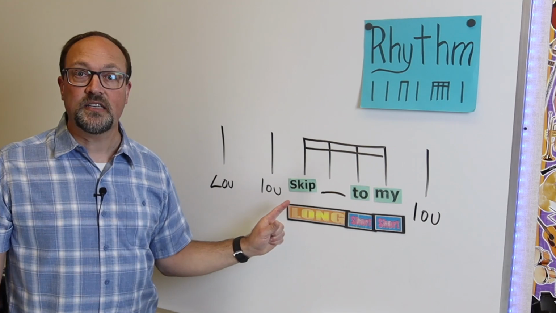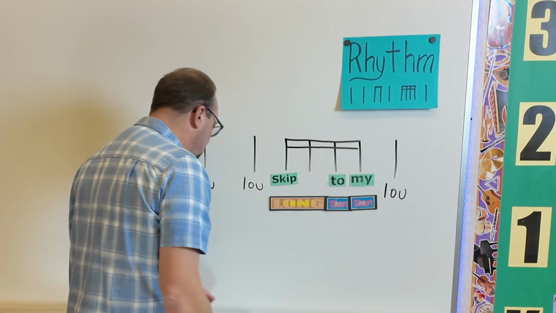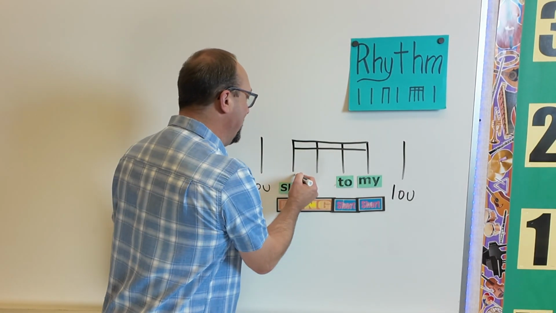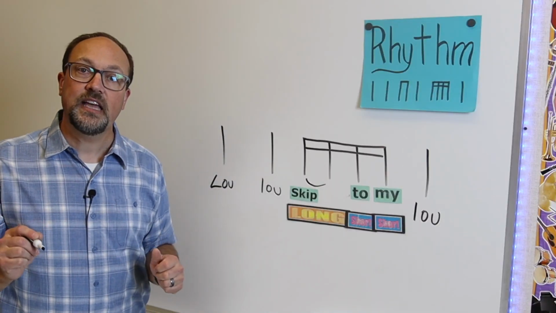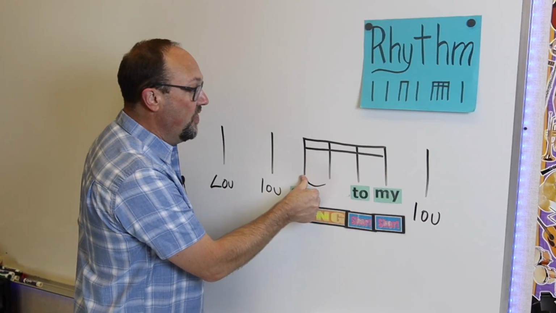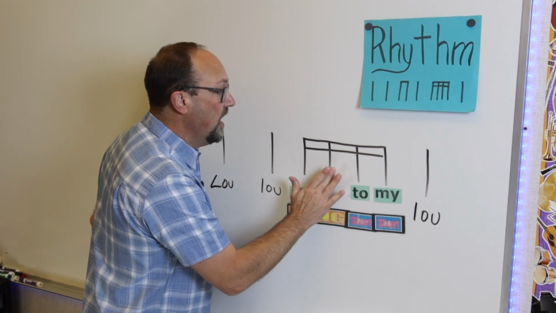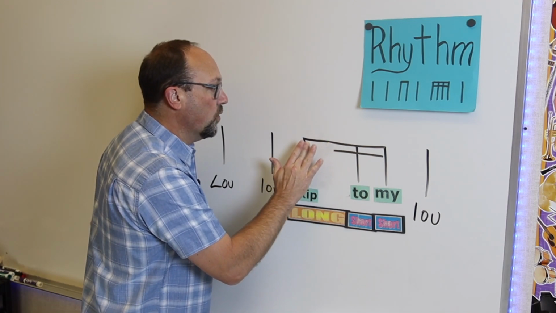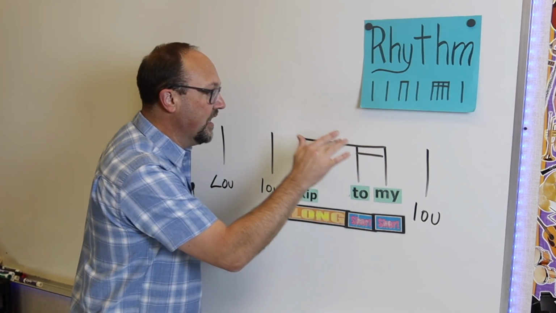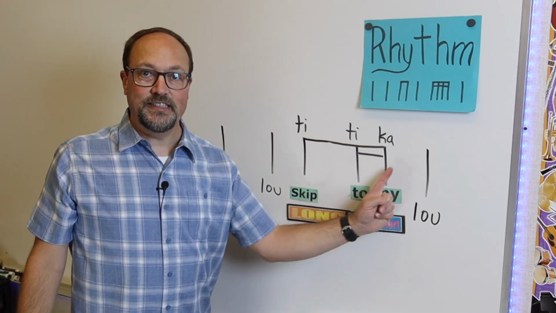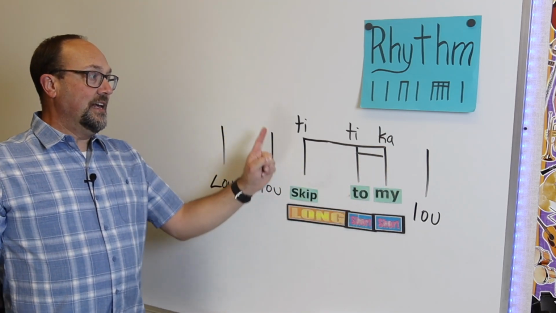So this is a great time to remind kids that there's such a thing as a tie. And that means these 2 notes are tied together. If they're tied together, then they are the same note. And you can erase this, erase the beam, and it becomes Ti-tika, Ti-tika, ta, ta, ti-tika, ta.